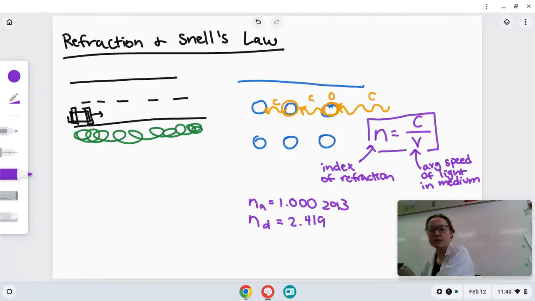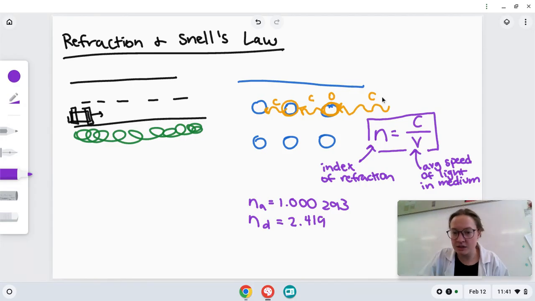First of all, there are no units on n. That's because you've got meters per second here divided by meters per second here, and so those will cancel out. Second, you notice that the index of refraction for air is much lower than the index of refraction for diamond. That's because in diamond, those little carbon atoms are really tightly packed together, and so the light doesn't have much space between the atoms where it can go. It's spending a lot more time in atoms because atoms are so close together. It's spending a lot less time actually zipping between them.